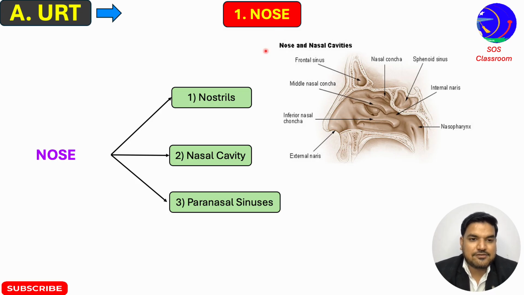The nose is again divided into three parts, that is nostrils, nasal cavity, and paranasal sinuses. You can see here, this is the nostrils. This part is called the nasal cavity, and there are also some air-filled cavities present in the skull bones, called the paranasal sinuses, like the frontal sinus in the frontal bone, maxillary sinus in the maxillary bone, sphenoid sinus in the sphenoid bone, and ethmoid sinuses in the ethmoid bone. We will discuss these in later slides.